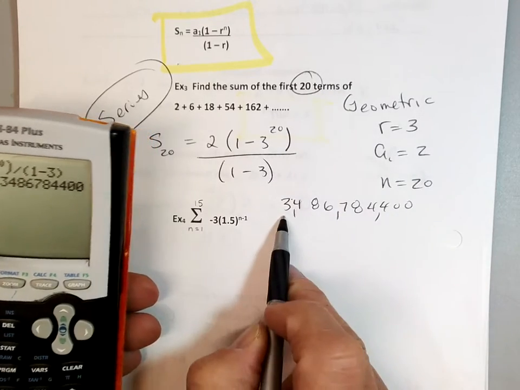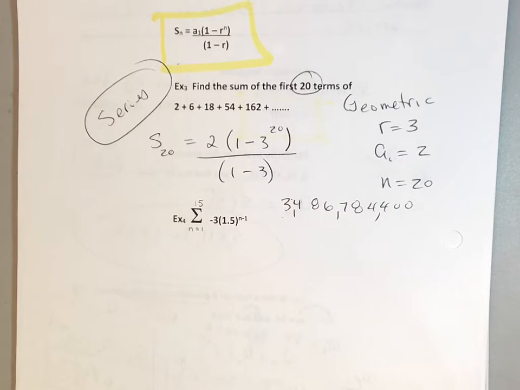Let's see, that's got to be 3,486,000,000. May I ask where we need this? Absolutely. Okay.